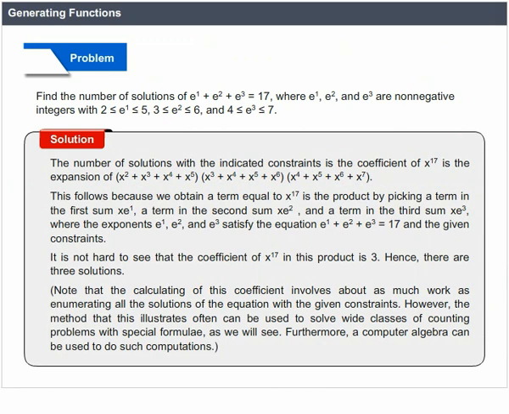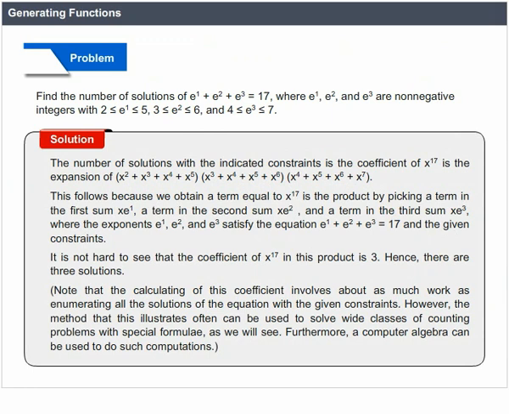the expansion of (x^2 + x^3 + x^4 + x^5)(x^3 + x^4 + x^5 + x^6)(x^4 + x^5 + x^6 + x^7). This follows because we obtain a term equal to x^17 in the product by picking a term in the first sum, x^e1, a term in the second sum, x^e2, and a term in the third sum, x^e3, where the exponents e1, e2, e3 satisfy the equation e1 + e2 + e3 = 17 and the given constraints. It is not hard to see that the coefficient of x^17 in the product is 3. Hence, there are 3 solutions.